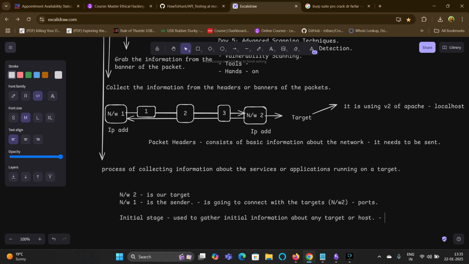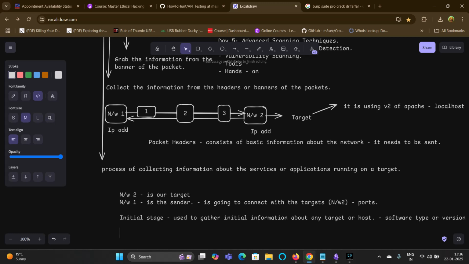What kind of information? Now you guys might be thinking, what kind of information does it grab or capture? You can say software type, or you can say the version, right? So this banner grabbing actually grabs for us the information about the software type, what kind of software the other network is using, or what kind of version the other network is using. That is what banner grabbing actually is.